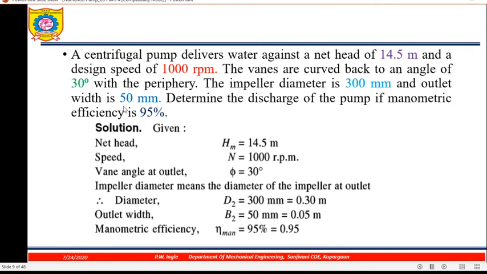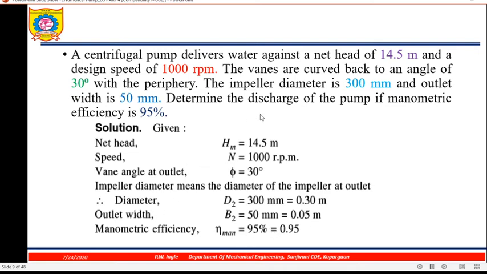We are discussing simple numericals. A centrifugal pump delivers water against a net head of 14.5 meter at a speed of 1000 rpm. The vanes are curved back at an angle of 30 degrees, so phi is 30. The impeller diameter is 300 mm and the outlet width is 50 mm. Calculate the discharge of the pump if the manometric efficiency is 95%. So the manometric head is 14.5 meter, net head is nothing but manometric head. N is 1000 rpm, vane angle at outlet is 30, D2 is 0.30 meter, B2 is 0.05 meter and manometric efficiency is 0.95.